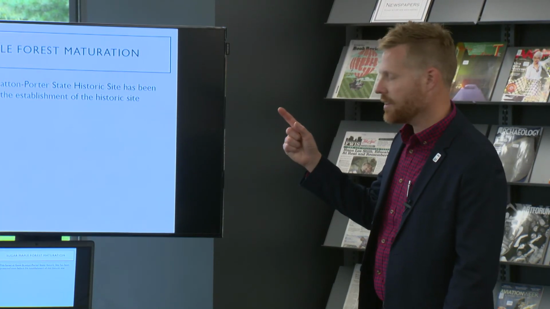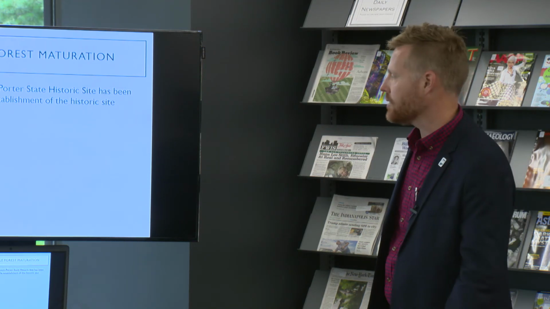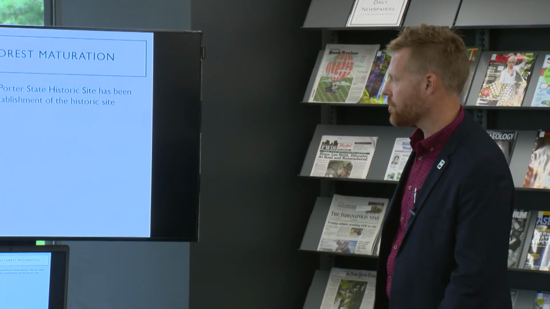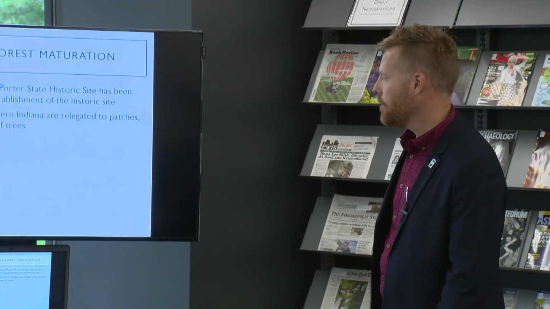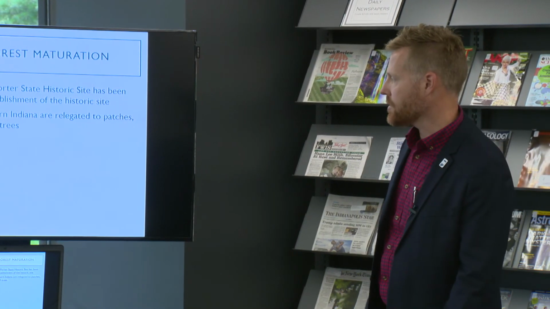So this is, again, Gene Stratton Porter State Historic Site. The reason I did this survey with a couple students was that the land manager at Gene Stratton Porter is associated with the State Museum and isn't a forester, doesn't have a land management background. So he asked for some assistance, trying to understand what's going on in the forest. What do they need to do to actually maintain this and protect it? Basically, it's had some protection before it was a historic site, and now it has even more protection as part of the historic site. And it matches what we see in a lot of sugar maple forests in northeastern Indiana.